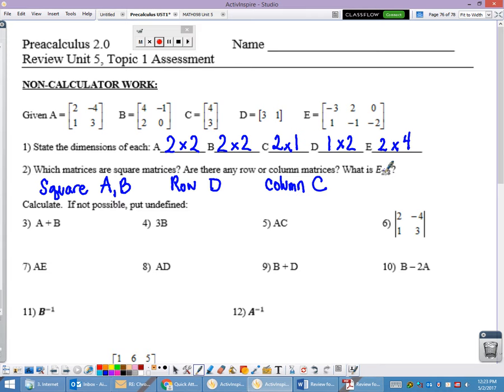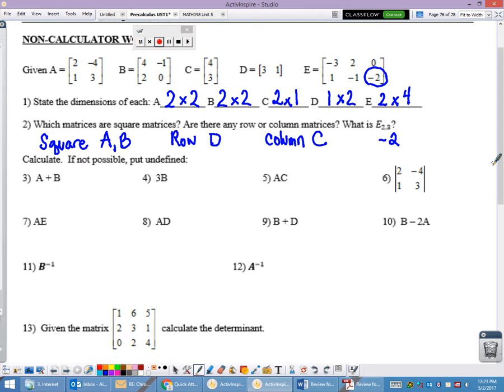And finally, I'm looking at element 2, 3 in matrix E. So if I look here at matrix E, row 2, column 1, 2, 3 would give me that element, which is equal to -2. So those would be the answers for number 2.